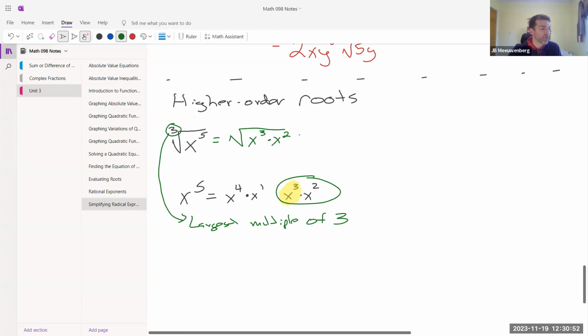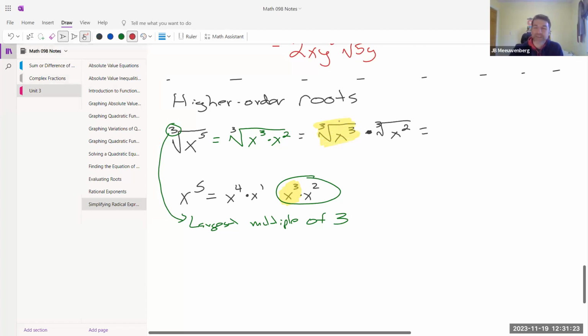And then just like before, we will break it up into two separate radicals, the cube root of x to the third times the cube root of x to the second. So I forgot to put my cube root symbol up there. We're taking the cube root of all of these. That is definitely important here, the cube root. So what is the cube root of x cubed?